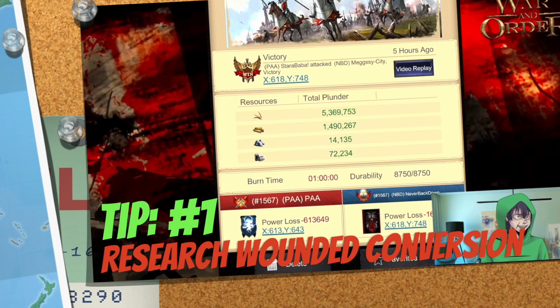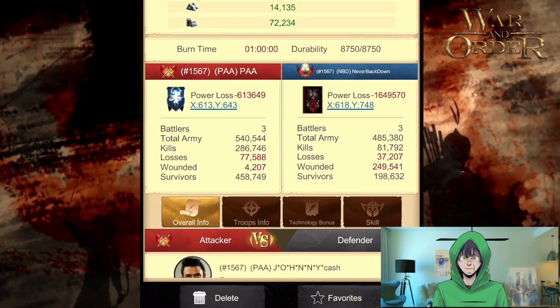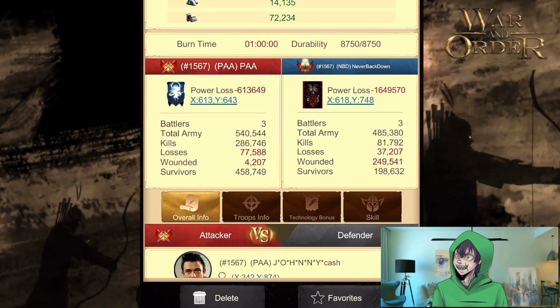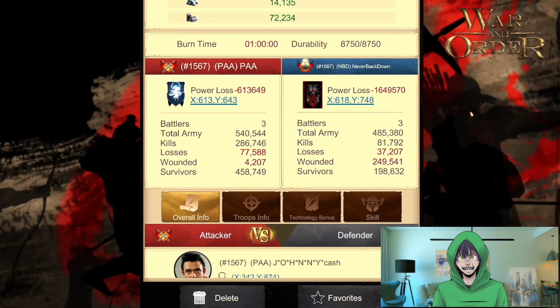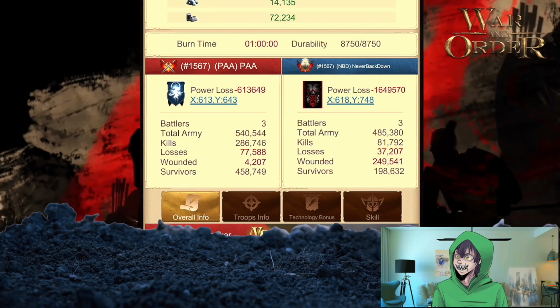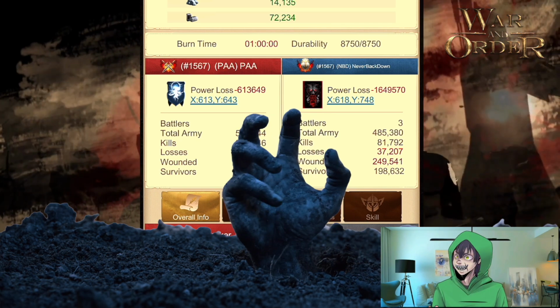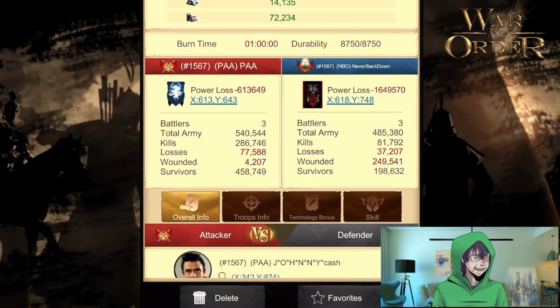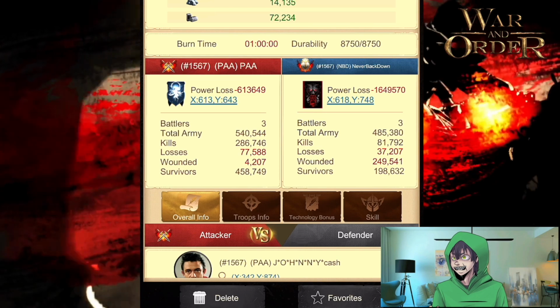When you attack someone in a non-SOS attack like this one, every troop lost on the attack here on the left, every one of those troops, these 77,588, are gone. They're dead. So it's every troop that's lost in the battle except for the percentage of troops covered by wounded conversion.